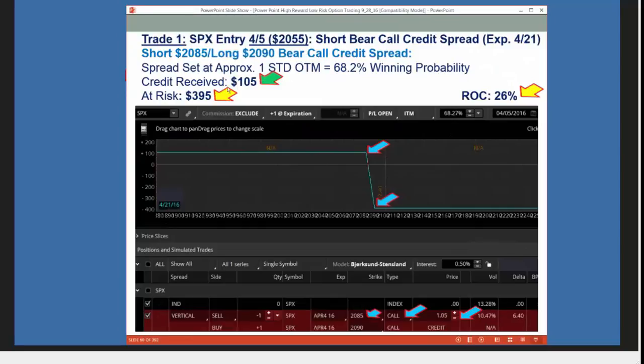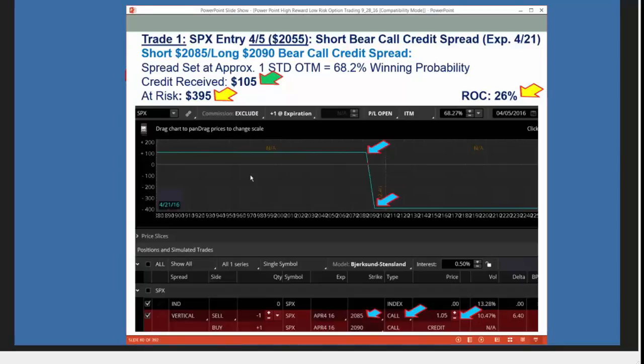So it made $105 credit. Potential at risk, though, is $395, so it's a negative risk reward. But these are set up for that because you've got a 68% probability going in. So it would be a 26% return if it closed out of the money. So it's a great strategy for income. So there's what it looked like going in.